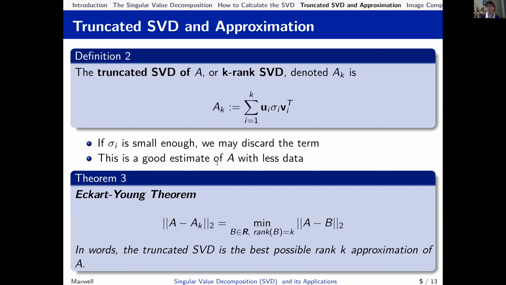And actually, it's a really good approximation. In fact, Eckart and Young proved that it is the best approximation of rank K. And so what's a rank K approximation? It means if you take the norm of A minus B, where B is a rank K matrix, the time where that's the smallest is when B equals A_K.